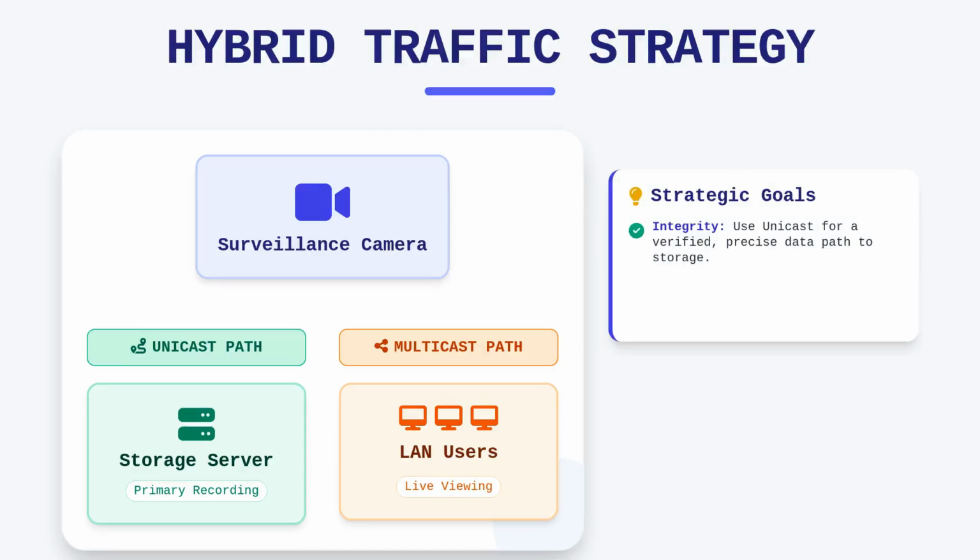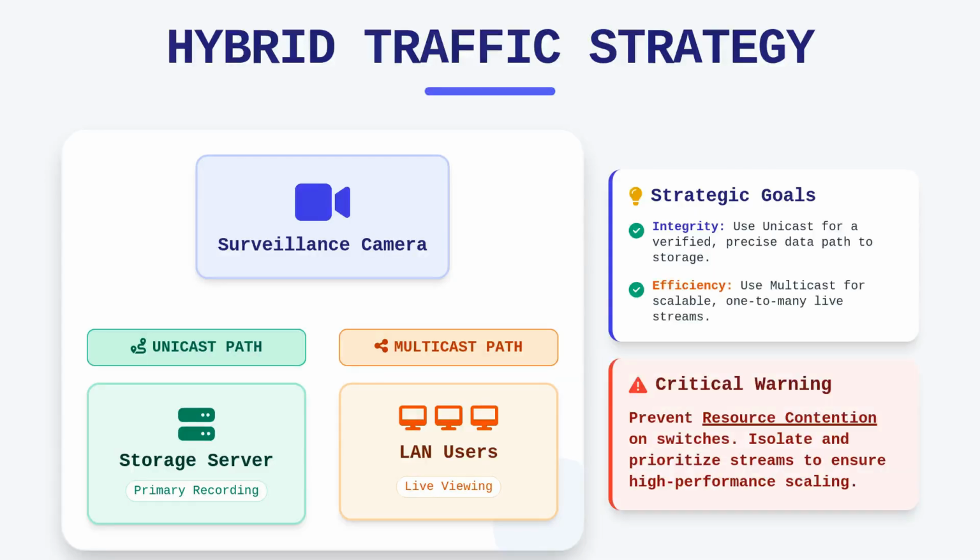The key responsibility for any system designer is to ensure that these two traffic types do not contend for the same finite resources on your network switches. By understanding how to isolate and prioritize these different streams, you gain the ability to build sophisticated, high-performance video architectures that scale effectively as your project requirements expand.